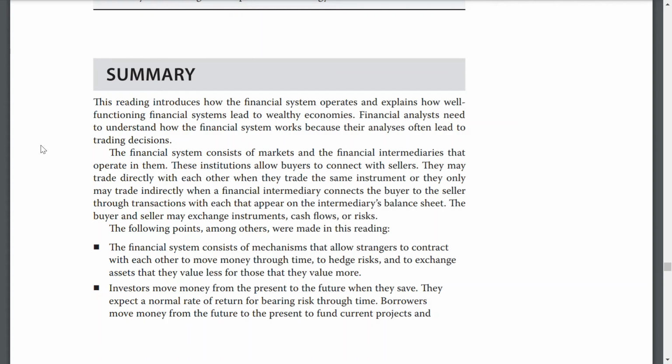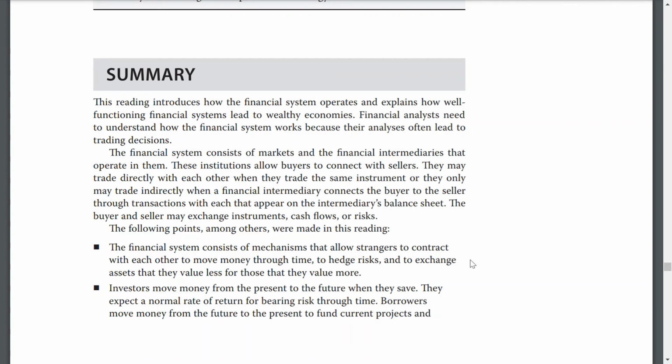The following points, among others, were made in this reading. The financial system consists of mechanisms that allow strangers to contract with each other to move money through time, to hedge risks, and to exchange assets that they value less for those that they value more.